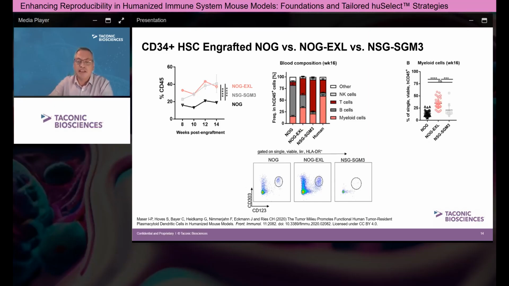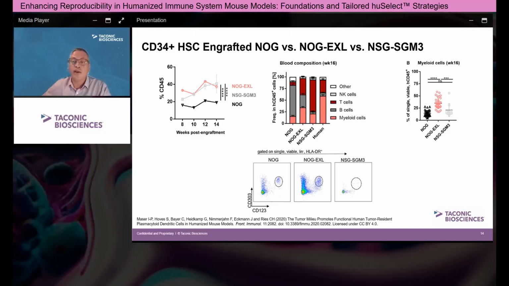This is some data from a publication a few years ago that was comparing NOG to NOG-EXL, as well as an additional model, the NSG-SGM3, looking at engraftment kinetics and immune cell composition following engraftment. NOG-EXL mice tend to have a higher level of engraftment due to the addition of those human cytokines, but this also leads to a skewing and a differentiation of additional cell populations. So you can see a summary of some of the different types of cells and how they might compare to peripheral blood of a human patient.